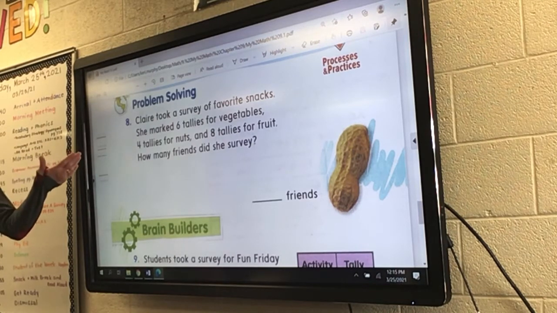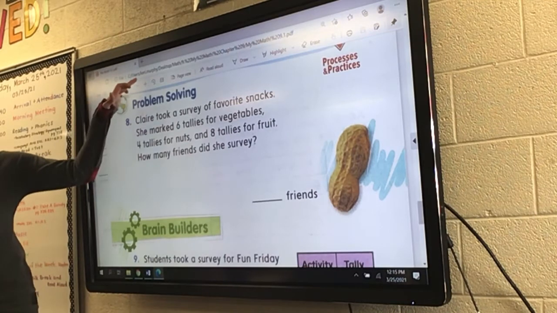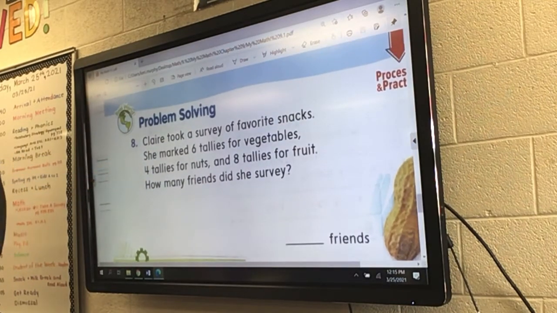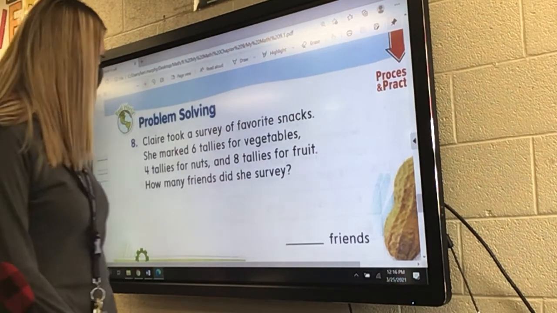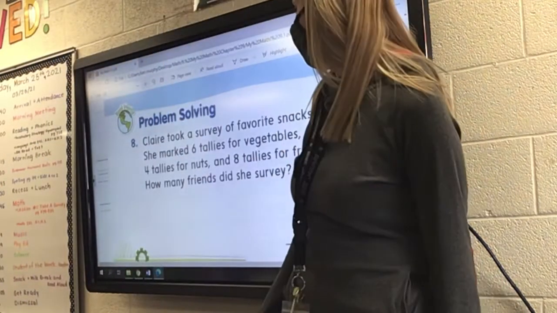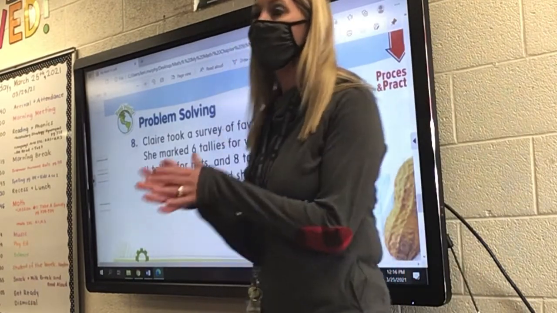Okay, we're going to do number 8 together, and then you'll do the independent practice to see if you can practice the skills we just learned today. All right, on number 8, it says, Claire took a survey of favorite snacks. She marked 6 tallies for vegetables, 4 tallies for nuts, and 8 tallies for fruit. How many friends did she survey?